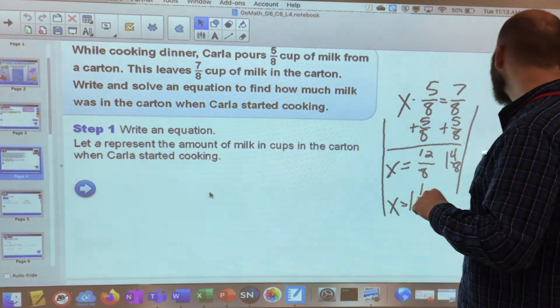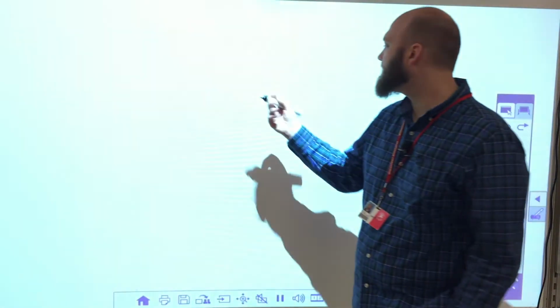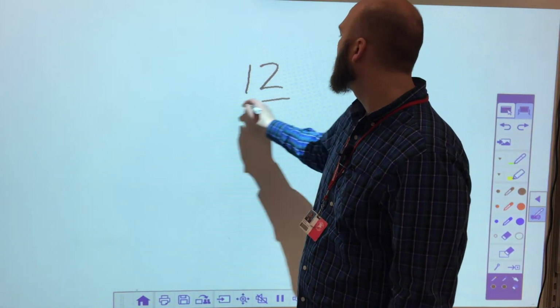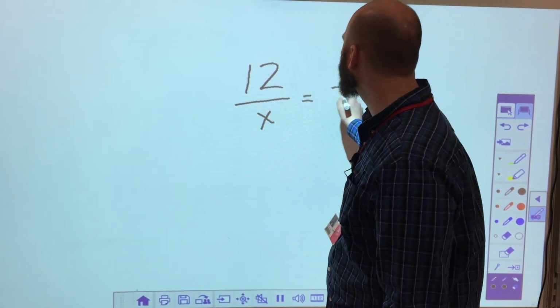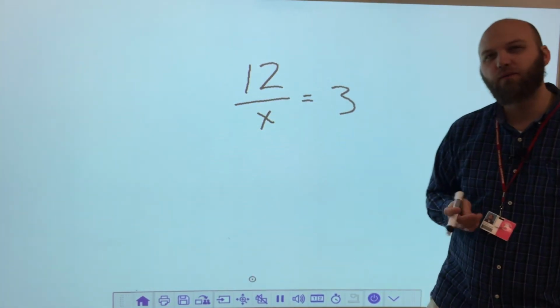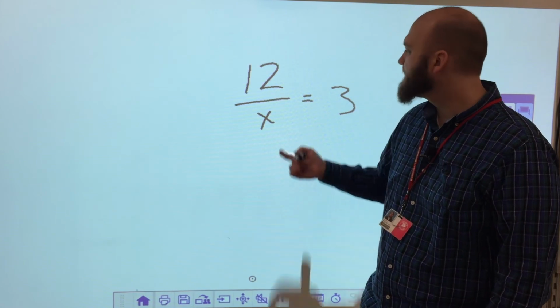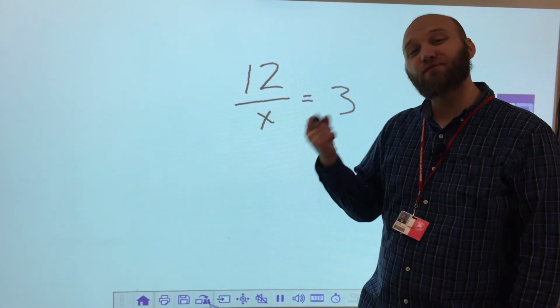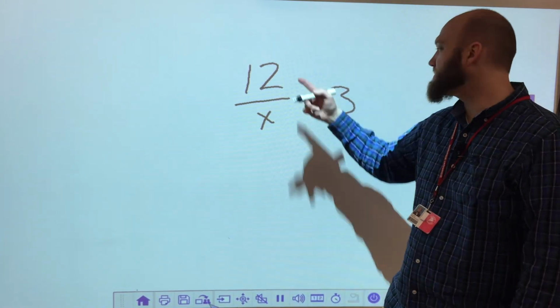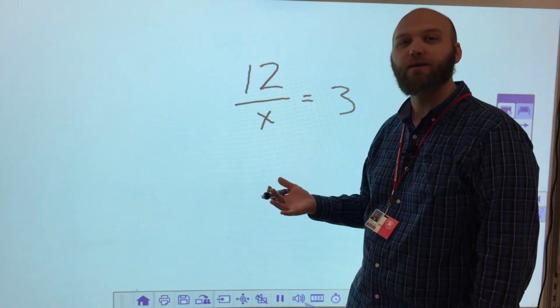So let me give you one more example here before we leave. What if I had something like 12 over x equals 3? People get really, really weirded out by this. They say, oh, well, I'm not really sure. Just remember that every fraction is a division problem. So this is really 12 divided by what is 3?